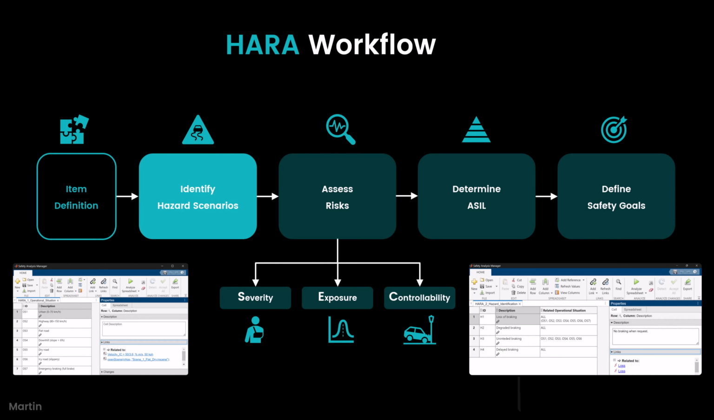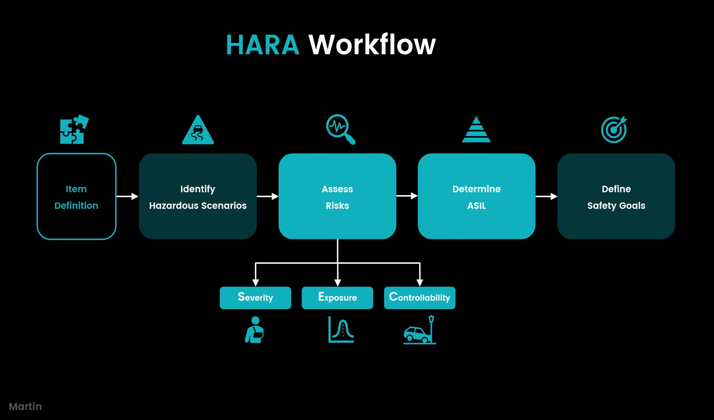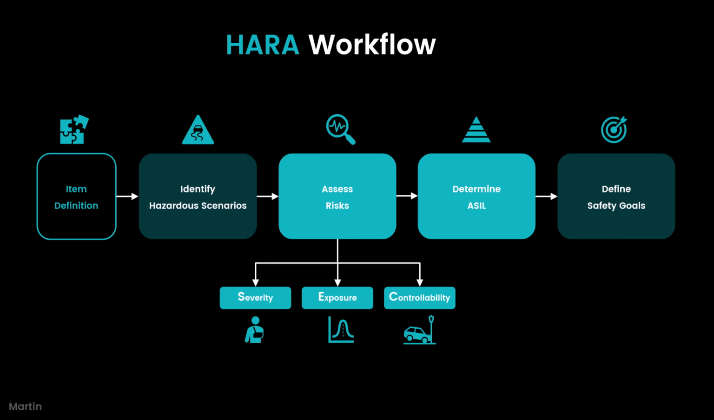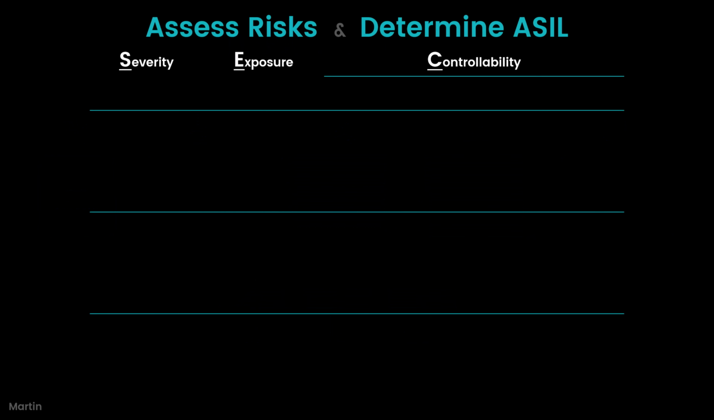We have now walked through identifying hazard scenarios, including defining operational situations and identifying hazards. Next, let's move on to assessing risks and determining ASIL. There are three key factors that are considered: severity, exposure, and controllability.